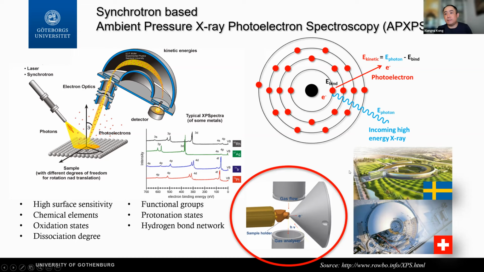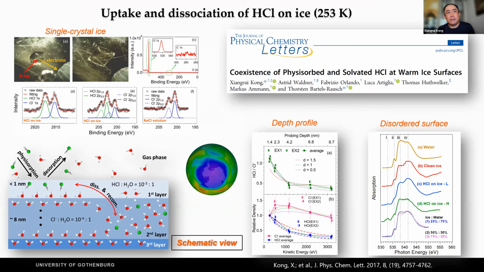So before I go to the point of today's topic, I want to show you two examples where we have used this method before. This was one study we did, published in 2017, where we first discovered and proved that HCl, this strong acid, can stay in a molecular form on top of ice. And I'll just quickly show you the capacity of this method.